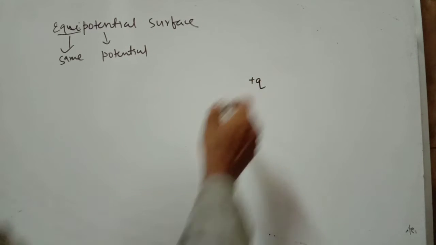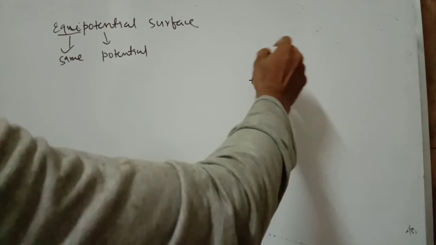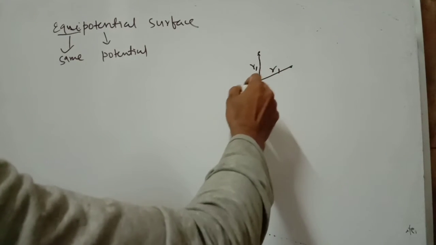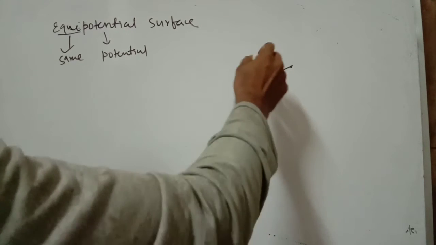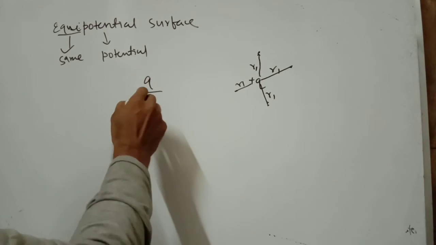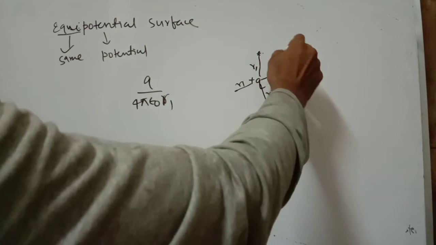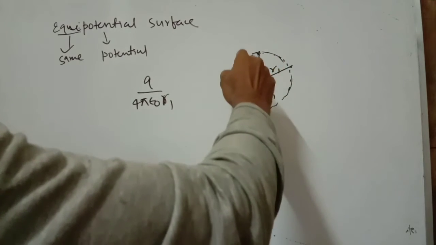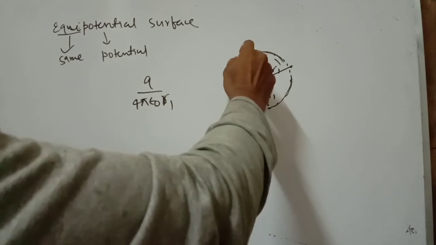Let us consider a charge q here. Let us consider an r1 distance from here, r1 distance from here, r1 distance from here, all having the same potential, that is q by 4 pi epsilon naught r1. That means when you join all these points, it will look like a sphere. So this region is an equipotential surface.